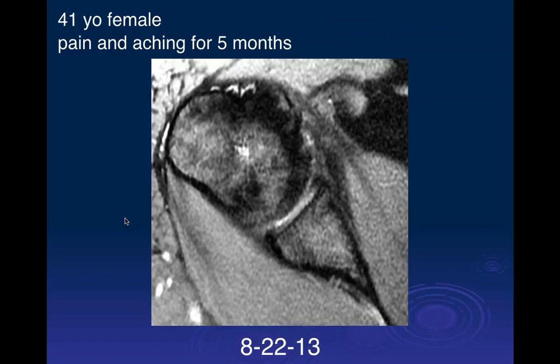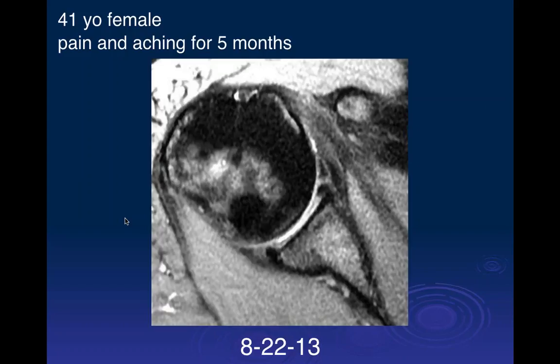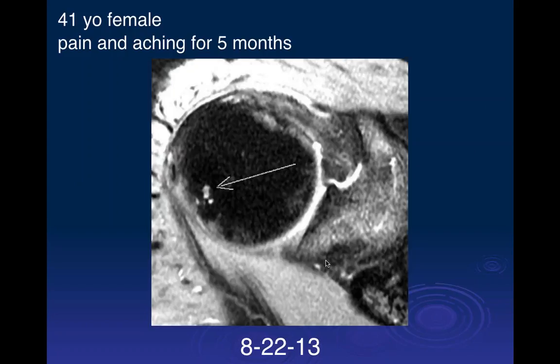Okay, Jonah, what do you think of this one? We've got a 41-year-old female who's had pain and aching for 5 months. We've got an axial image here, and now we're scanning through. Anterior to the labrum, there's this kind of triangular shaped hypointense structure. This is looking like it could be a mimicker of a labral tear.